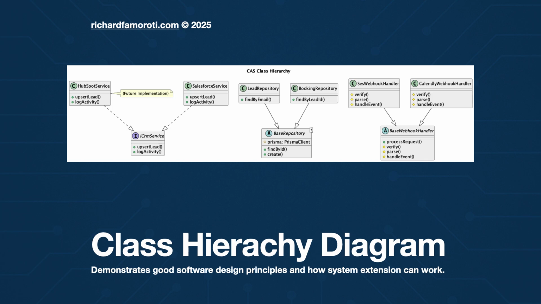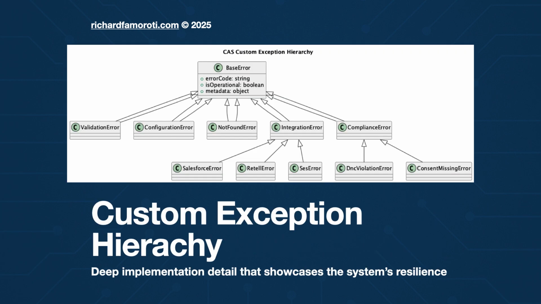Next, we have the class hierarchy diagram, which shows the use of abstraction and interfaces to create a modular and extensible system. This demonstrates good software principles and shows how the system can be extended, for example, by adding a HubSpot CRM integration. Finally, we have the custom exception hierarchy system.